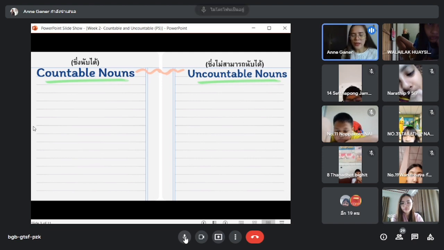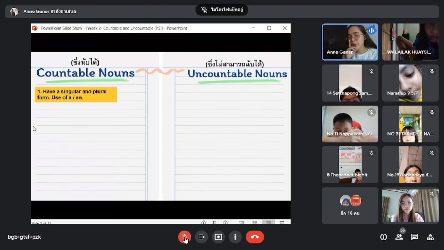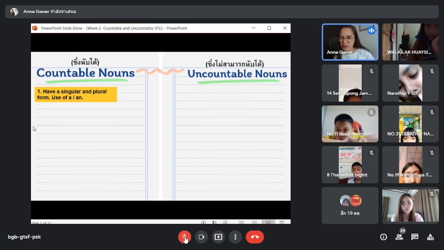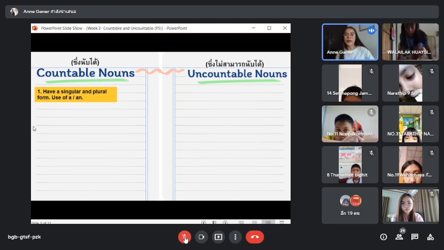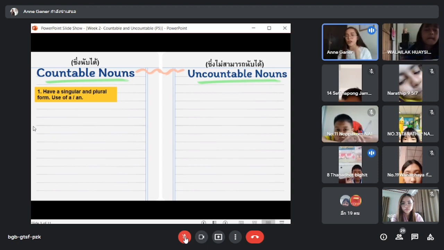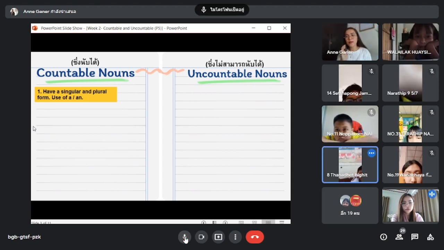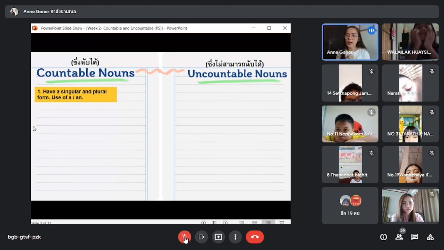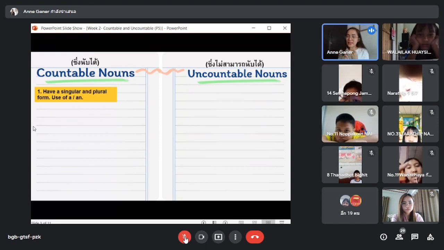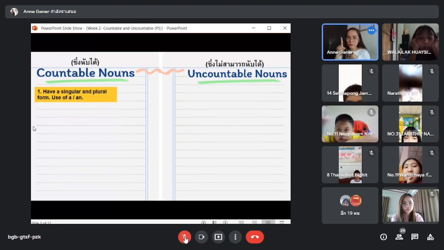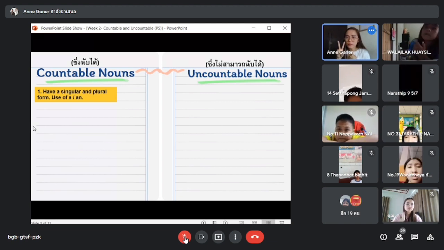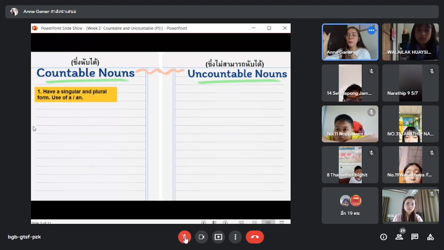Okay. Now I have here, before we proceed to countable and uncountable nouns, listen to me carefully because this topic is not easy. Now for countable nouns, you will use it for singular and plural form. When we say singular, only one. Now when we say plural, two or three, many, two or more.